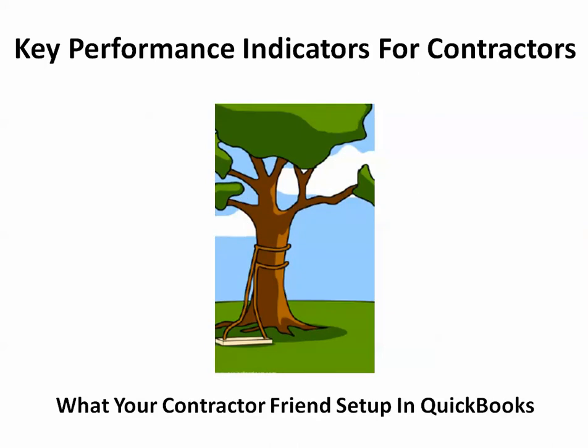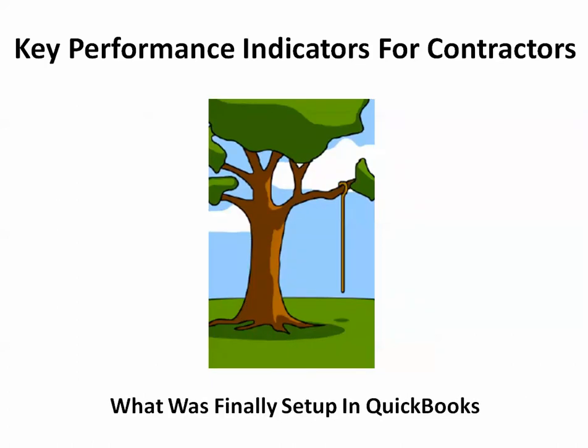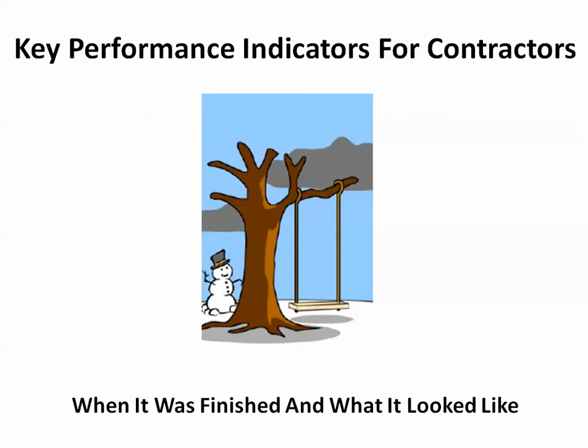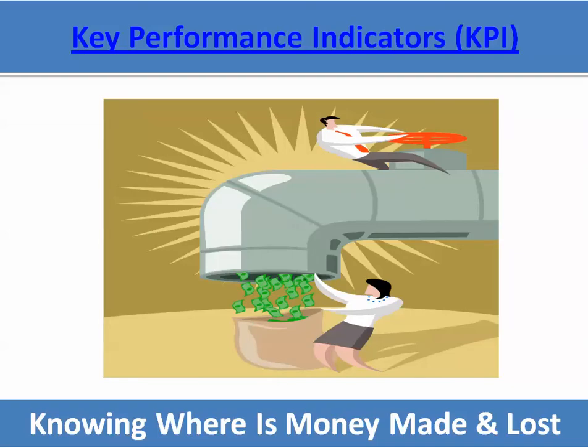This is what your contractor friend has in QuickBooks for his key performance indicators. He's not sure why it's not working, but he followed the directions as best he could. This is what was finally set up in QuickBooks. This is when it was finished and what it looked like. So what are key performance indicators? Key performance indicators are really simple. It's knowing where the money is made and lost.